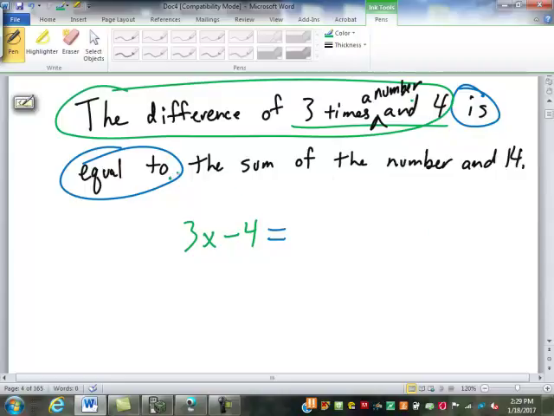After the is equal to, we have the sum. What operation does that indicate? Sum indicates addition. Good. We're adding something. A number and 14 is x plus 14.